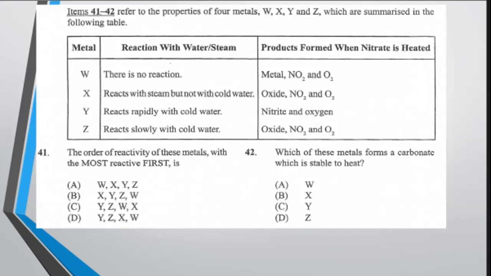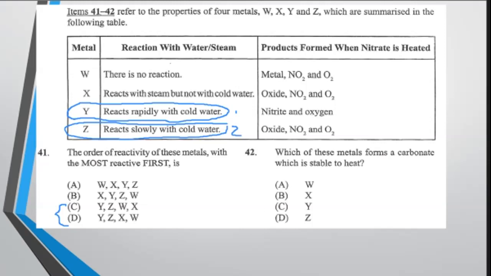So let's take a look. The most reactive is the one that reacts rapidly. So we're looking for that one, and that one is Y. Y reacts rapidly with cold water. So that's our first one. So we're looking for something that has Y first, that gives us option C or D. Then we're looking for the next one, the one that reacts slowly. Z is the one that reacts slowly. So first Y, then Z is the second one.